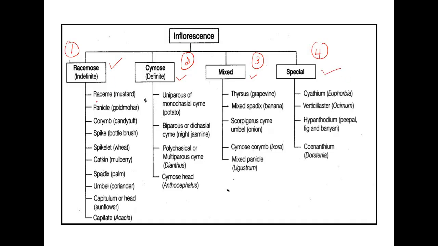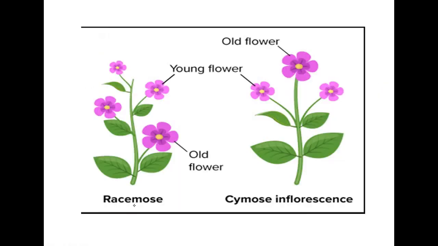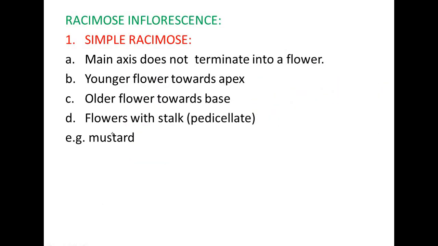Now we will discuss different kinds of racemose inflorescence. Let's dive into this. Racemose inflorescence. First one is simple racemose. The main axis does not terminate into a flower. The main axis never bears a flower. Younger flowers are towards the apex. The flowers which are young are present at the apex. Older flowers are present towards the base. Flowers with a stalk, we know that flowers having a stalk are called pedicellate flowers.